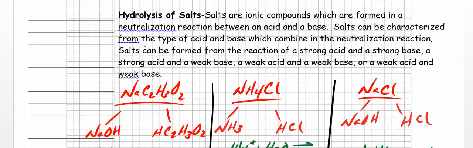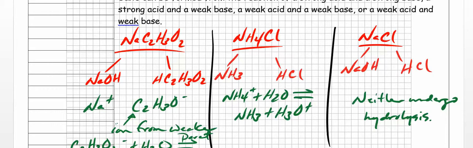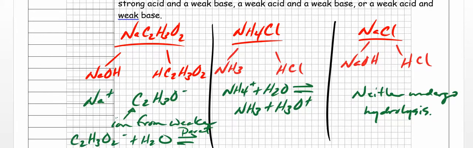It says salts can be characterized from the type of acid or base which combine in the neutralization reaction. So salts can be formed from the reaction of a strong acid and a strong base, a strong acid and a weak base, a weak acid and a strong base, or a weak acid and a weak base. So I have written 3 different salts, okay? I have NaC2H3O2, I have NH4Cl, and I have NaCl. These are 3 salts. And I want to try to determine what's going to happen when I place these salts into water. Is it going to form an acidic solution, a basic solution, or a neutral solution?